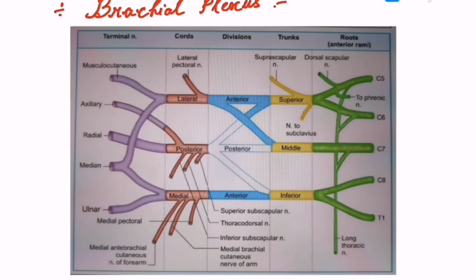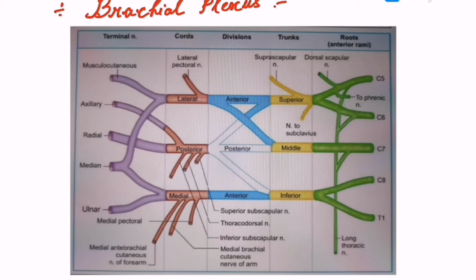So today we are going to read brachial plexus. Let's first visualize the whole diagram, and we have to memorize this diagram very sincerely and very carefully. In every prof, this is the main topic of interest of all the examiners. So let's start. First of all, we will start with the roots of the brachial plexus.